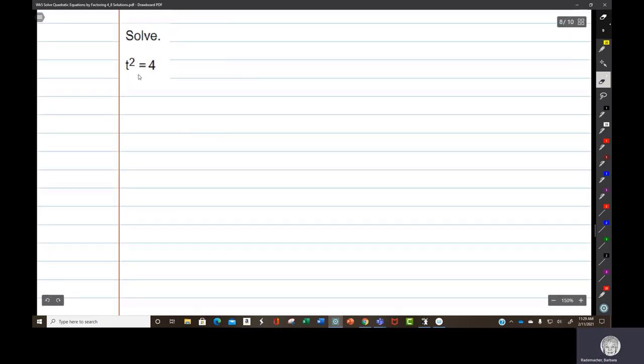Now, this is one of those problems. You know that 4 is 2 squared. I'm going to subtract it from both sides because I'm going to use the principle of zeros.